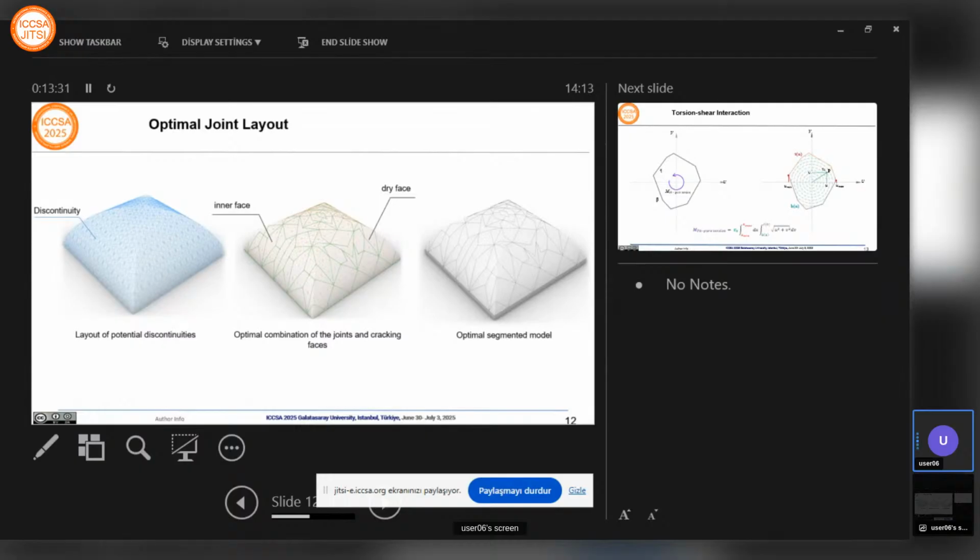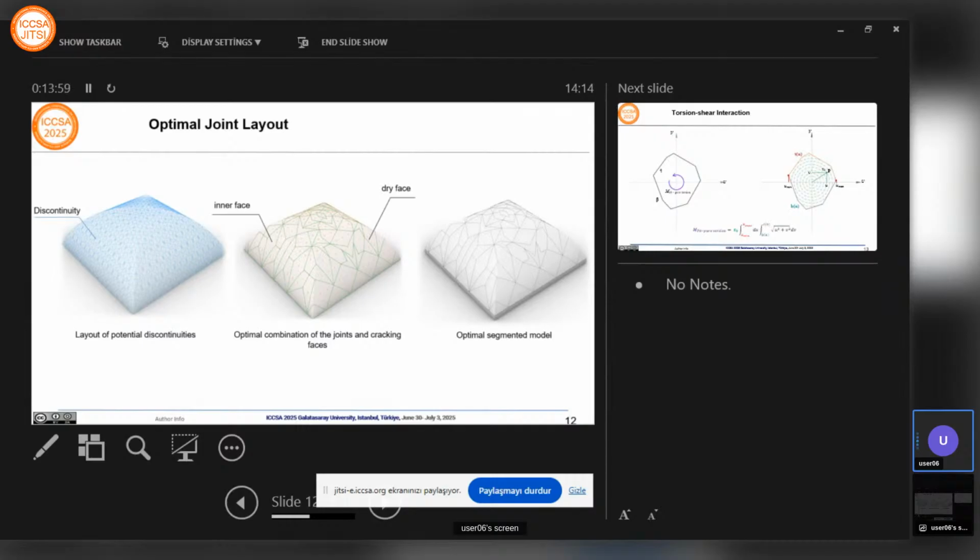As you can see here, the idea behind that layout optimization is that we have a discontinuity, and then we try to find the optimal combination of interfaces at which the fracture within the block can happen, and dry interfaces. And this optimal combination should correspond to the partitioned discrete assembly with maximum load bearing capacity.